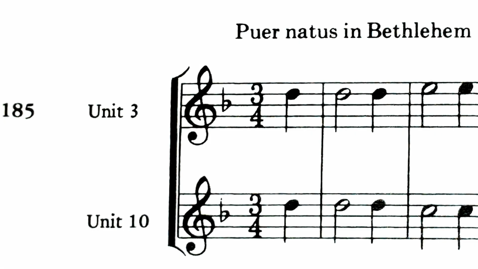Okay, it's time for this unit's grand finale, he said, turning the page. On page 40, exercise 185, Puer Natus in Bethlehem. A child is born in Bethlehem. You now have the skills of Unit 3.